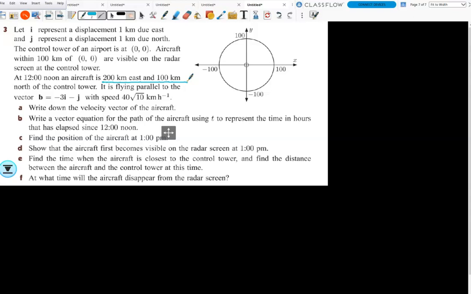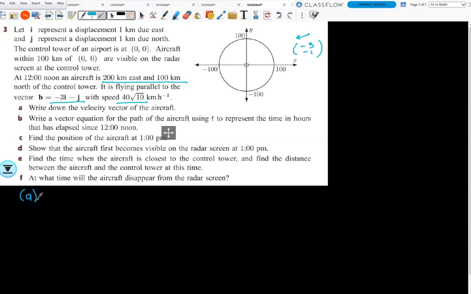So we've got 200 east and 100 up. So 200 out here, 100 up. We've got the plane and it's sort of heading in at this direction. It's coming in at -3, -1. It's always a good idea to picture everything and draw them in. And it says it's flying parallel, same direction. It's got a speed of 40 root 10. So write down the velocity vector.